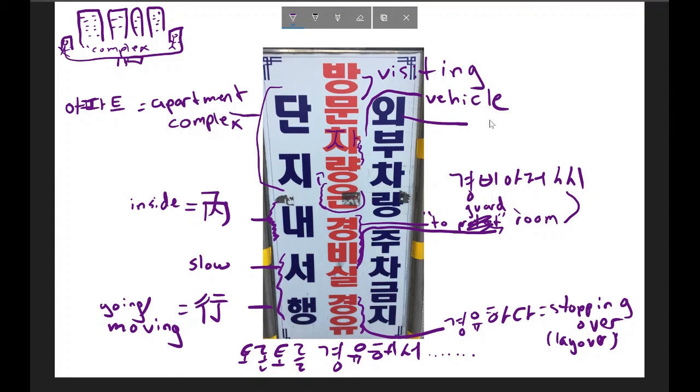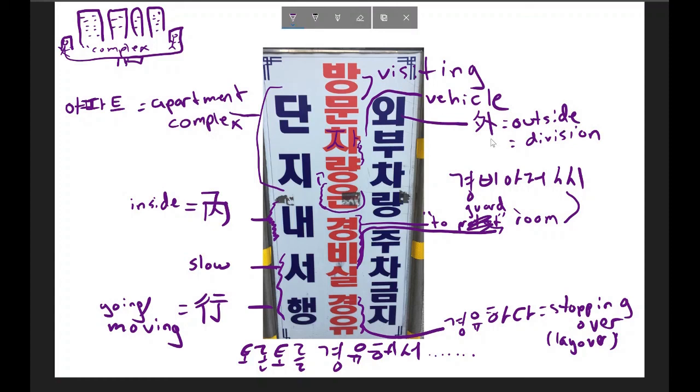The Hanja character for this, and you've seen this in a previous sign video, looks something like this. And this refers to outside. If 내 refers to the inside, well, this must refer to the outside. And 부 here means division, or section, or side, or something like that.